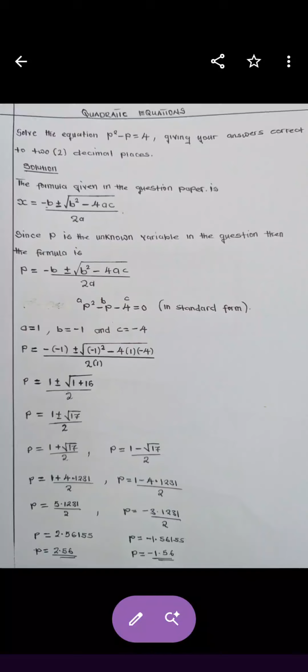But the negative 1 must be inside the brackets always. Then plus or minus the square root. Where there's b to the power 2, we are going to write negative 1, and the negative 1 must be inside the brackets. Minus 4, our a is 1, so we're going to open the brackets. You write 1, you close.